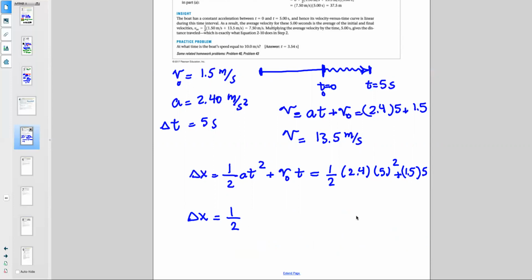2.4. Let me tell you how I do it without a calculator, because you might say, oh, I can't multiply the 2.4 without a calculator. So 2.4 is 24 divided by 10, right? Instead of writing 2.4, I can just say 24 over 10. 5 to the power of 2, what is it? 5 times 5, plus 1.5, which is 15 divided by 10, times 5.